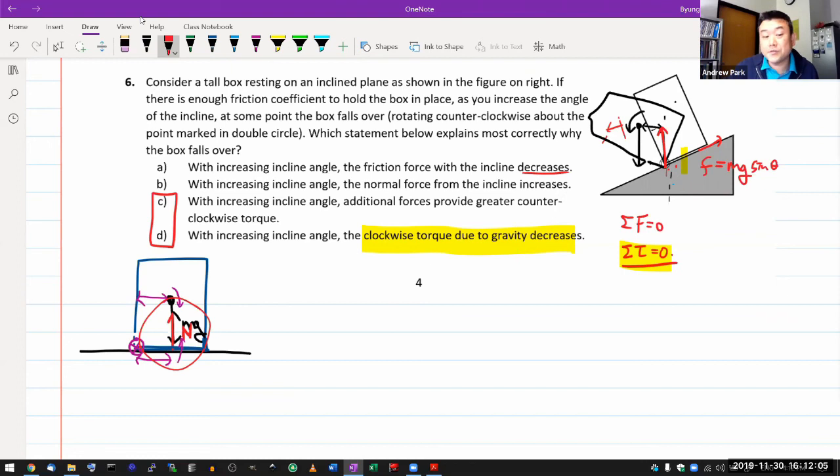So deciding between C and D, which statement explains most correctly, I guess it goes with the meaning of additional force. Gravitational force is not changing. It's the same amount of force. So really what's changing is the clockwise torque due to gravity. It becomes negative, so it becomes counterclockwise. So clockwise torque due to gravity decreases to the point where it becomes negative and causes it to rotate counterclockwise, but C isn't right.